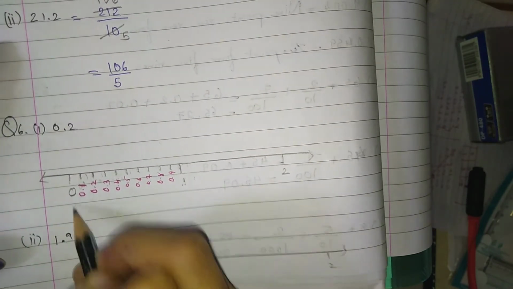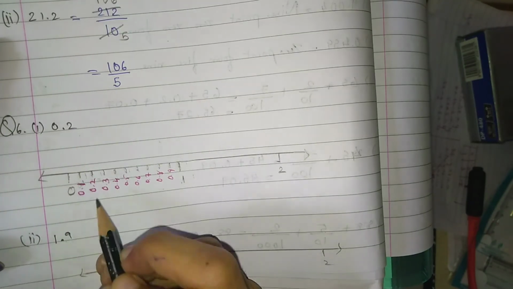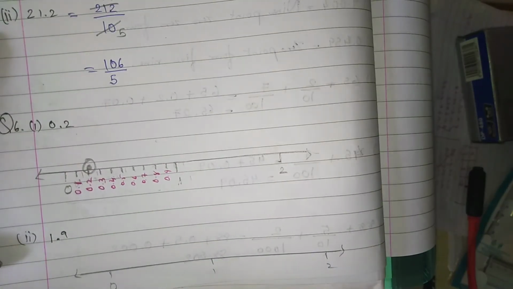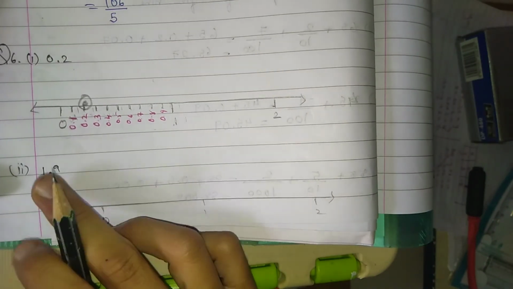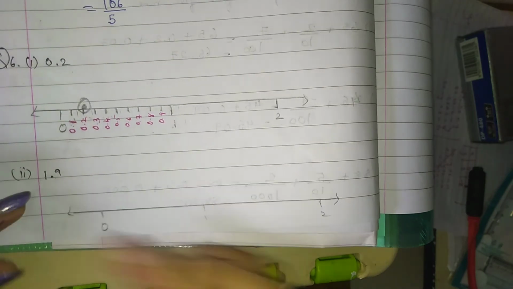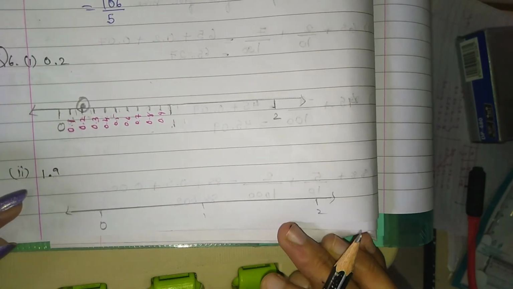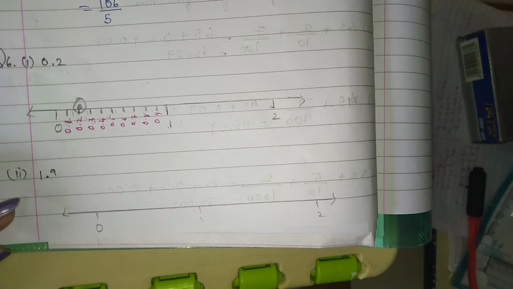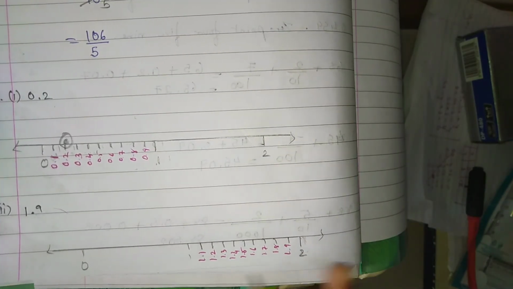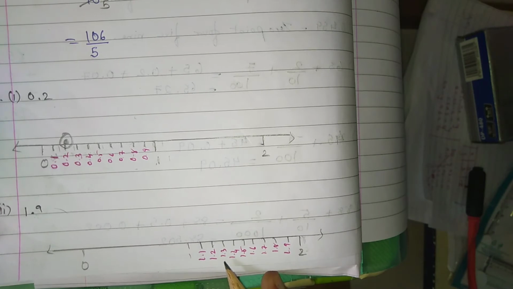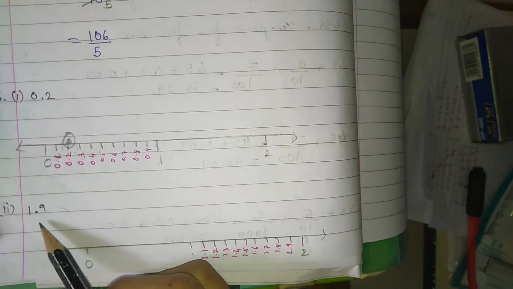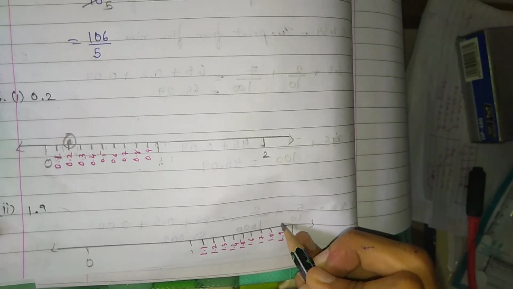Now between 0 and 1 these points are there, so we have to indicate only 0.2. So I am indicating here it is 0.2. Now same as in 1.9 also. But 1.9, between which numbers will it come? Between 1 and 2. So between 1 and 2 we have to separate 10 parts first. Now here we have separated between 1 and 2 into 10 parts, which are 1.1, 1.2, 1.3, 1.4, 1.5, 1.6, 1.7, 1.8 and 1.9. So which number do we have to indicate? 1.9. So where is it? Here, 1.9.